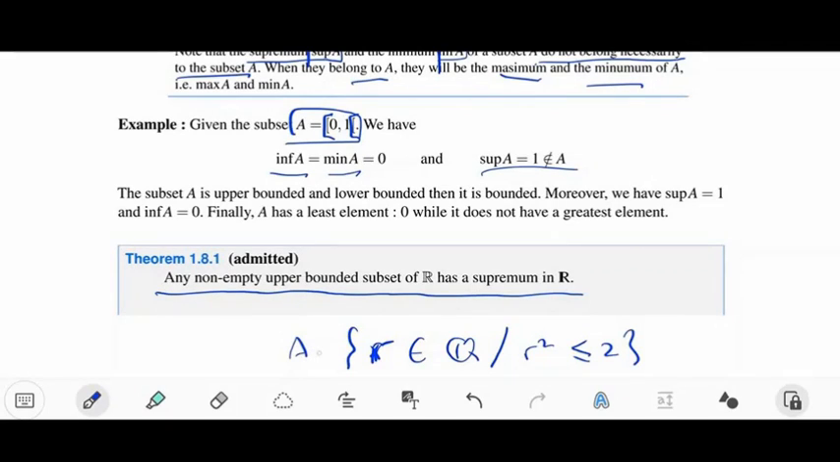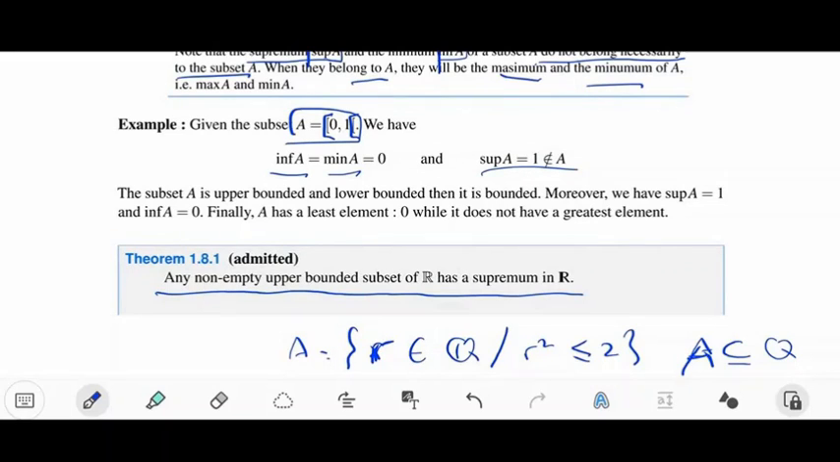So if I call this set A, it is included in Q. There is no doubt, because it contains only rational numbers, and these rational numbers have their square less or equal to 2. Now, we can prove that this set does not have an upper bound less than square root of 2. Any number less than square root of 2 is not an upper bound of the set, because you can find a rational number greater than this number whose square is less than 2.